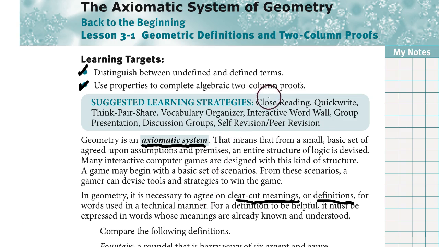In this lesson, we discussed undefined terms. They were point, line, and plane, and defined terms, which are all the additional words we're going to use in geometry. And we used properties to complete some algebra 2-column proofs.